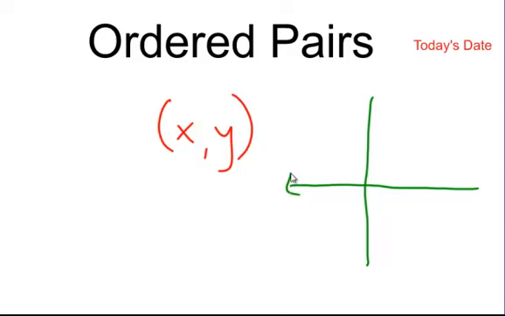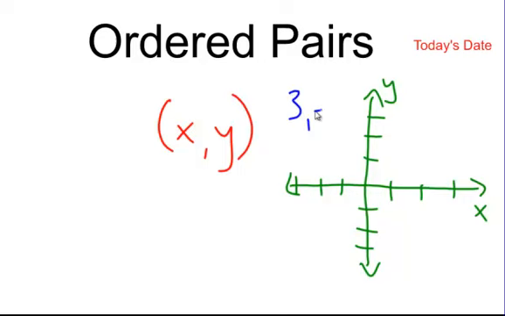X is the horizontal one, right? And then y is the vertical one, the vertical axis and the horizontal axis. And then remember, we put x comma y. So for example, if I was looking to graph, let's say (3, -1), on my x, I would go to 3, 1, 2, 3, because positive is to the right, and my y is negative 1, so I would go down 1, so that would be my point. So that's what we're talking about today.